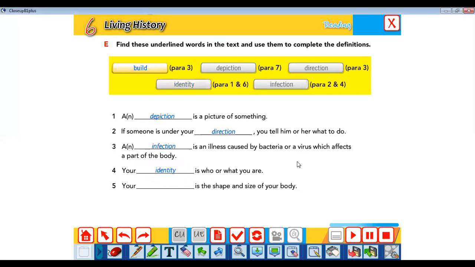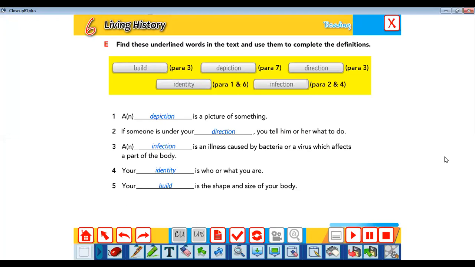And the last word here, number five, of course, Alia. Can you answer it now, Alia? Yes, it will be build. Very good. So your build is the shape and size of your body. Do you understand this lesson? I think this lesson is so easy.